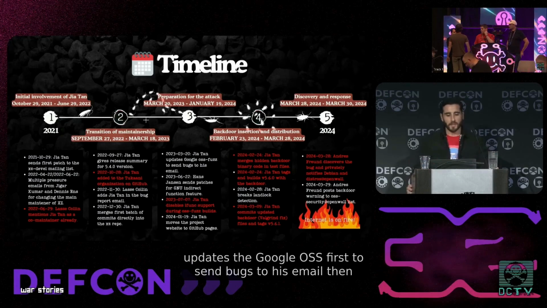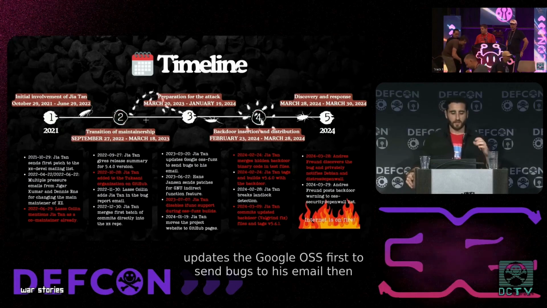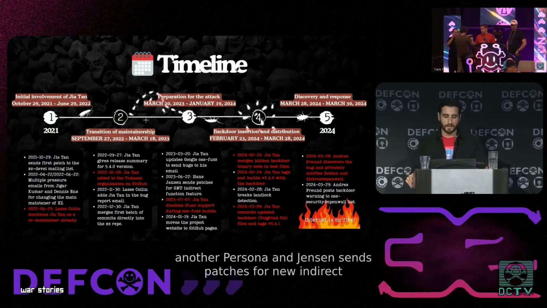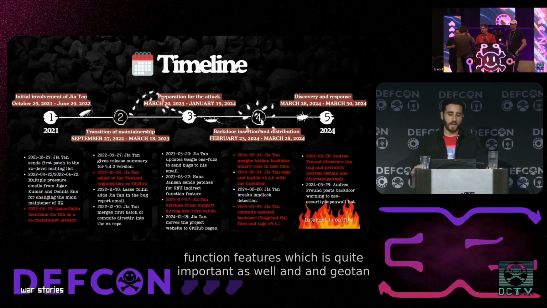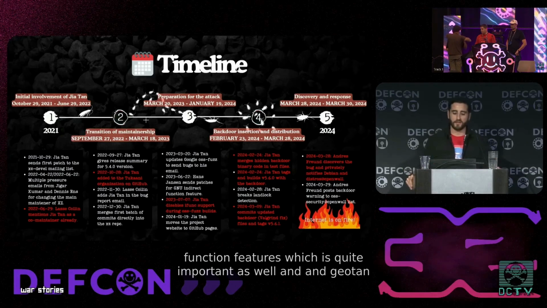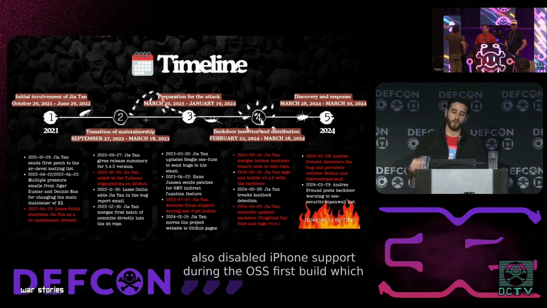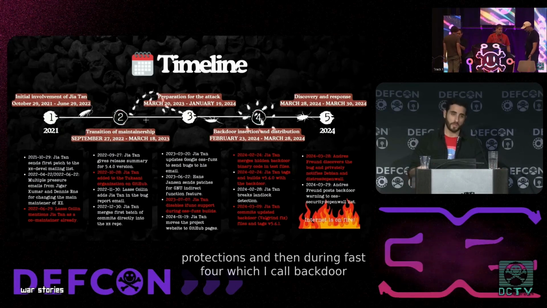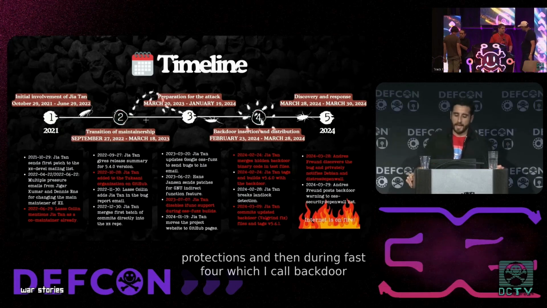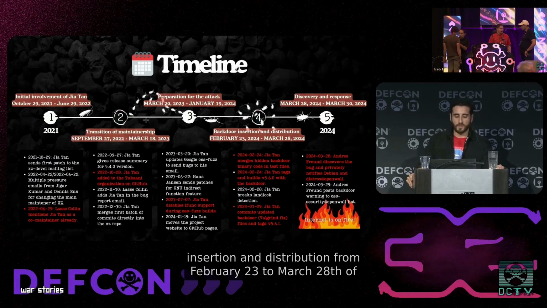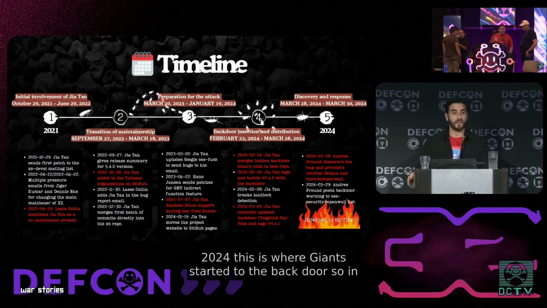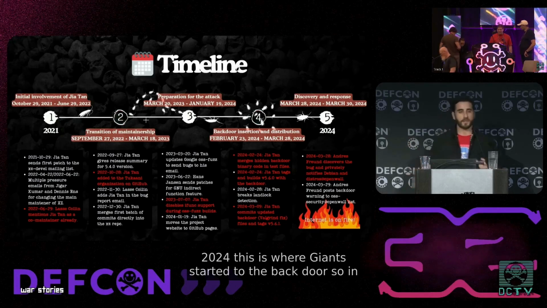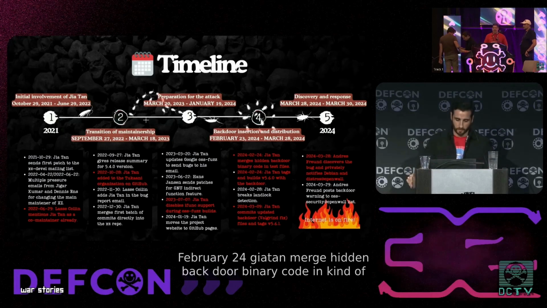Then phase 3, which I call preparation for the attack, from March 2023 to January 19, 2024. During this time, a bunch of things happened as well. First, Jia Tan updates Google OSS-Fuzz to send bugs to his own email. Then another persona, Hans Jansen, sends patches for GNU indirect function features, which is quite important as well. And Jia Tan also disables IFUNC support during the OSS-Fuzz build, which is quite important because it's a kind of evading some security protections.